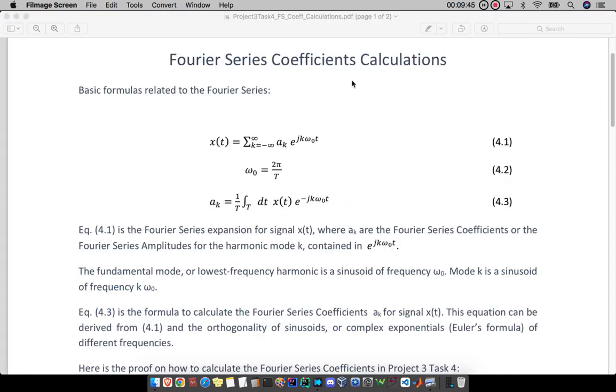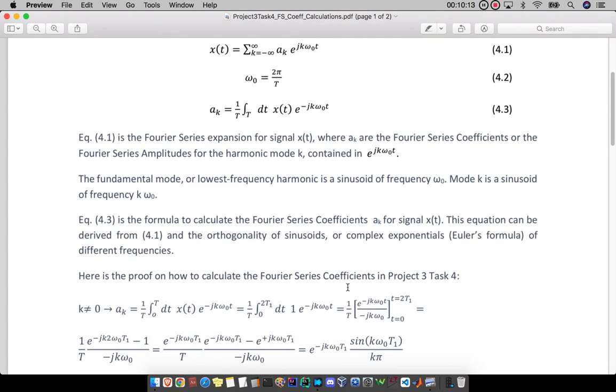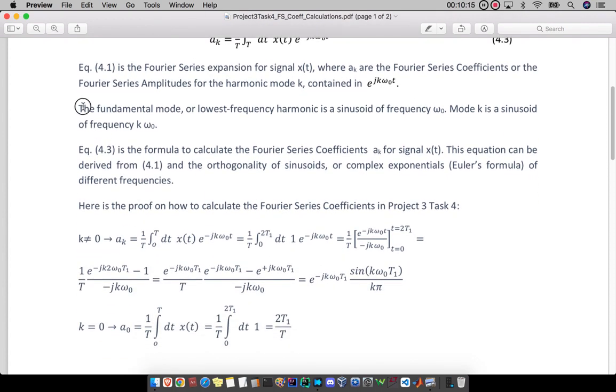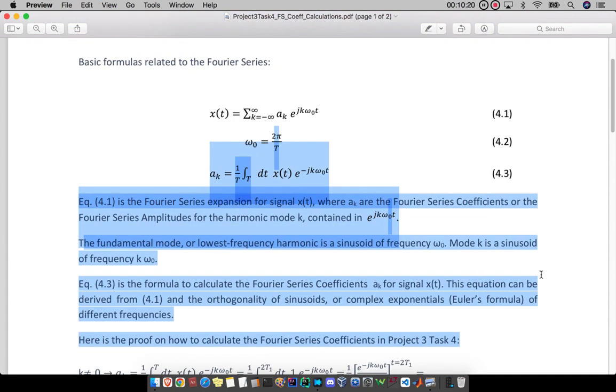Okay, now here's another attachment Matterday also posted for task 4, the Fourier series coefficients calculations. So again, we use equation 4.3. And I think we should also take into consideration equation 4.2, where omega naught is 2 pi over T. We're not even assuming it; I know we're going to take this as well. Equation 4.2. Right? And it's actually given to us.